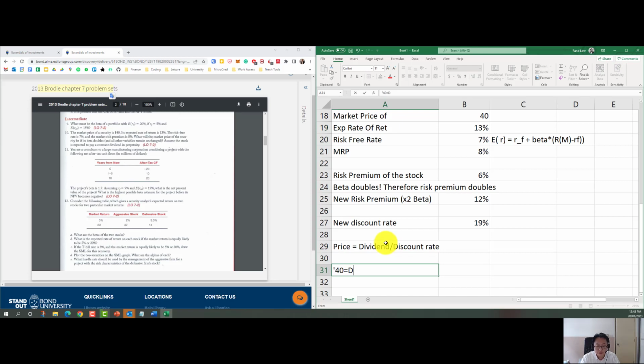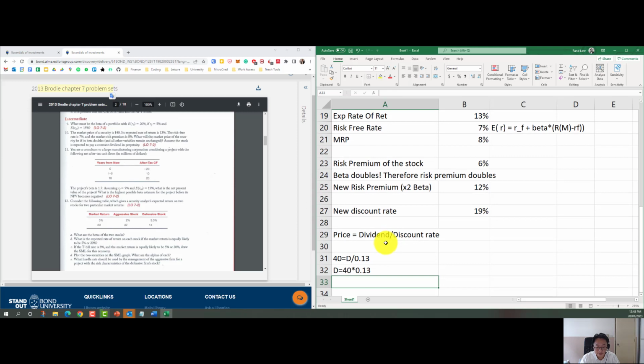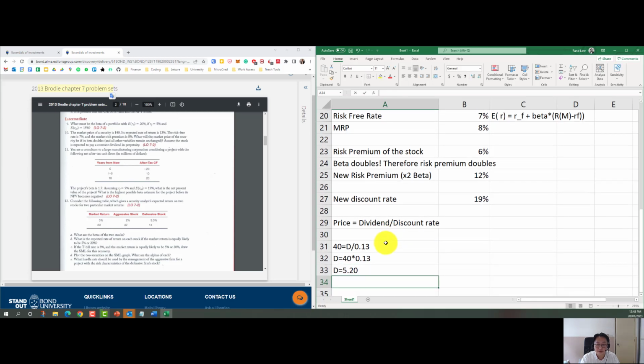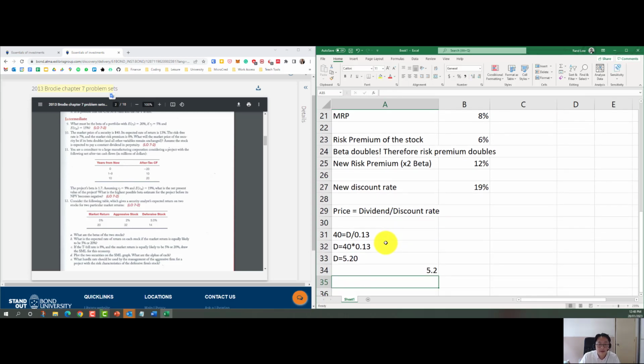equals D divided by 0.13. If you want to solve for the dividend, which is in perpetuity, D equals 40 times 0.13. So that means the dividend is going to be 5.2, because 40 times 0.13 gives 520 before placing the decimal.